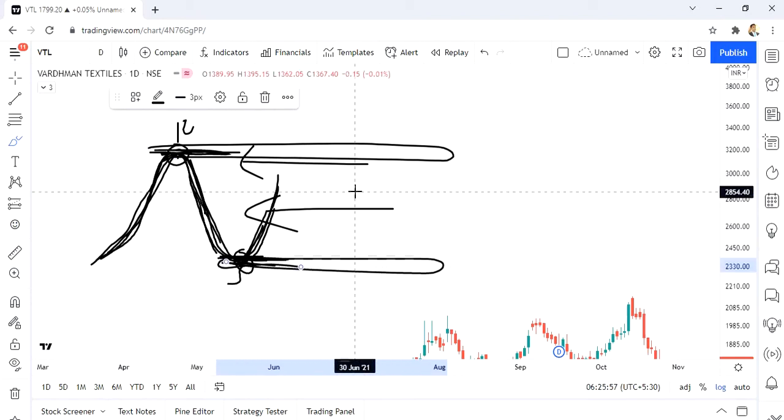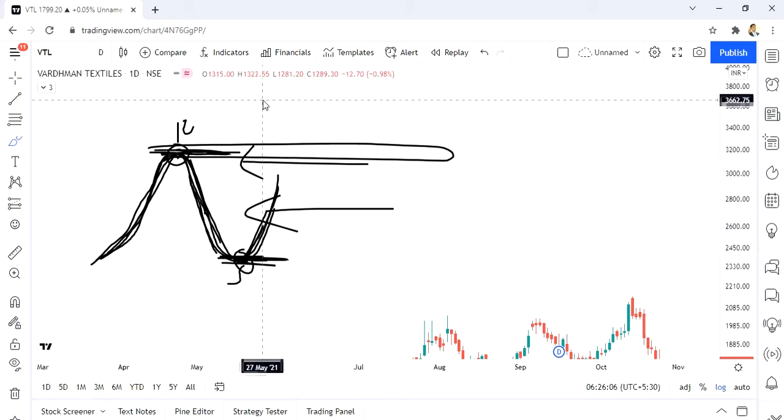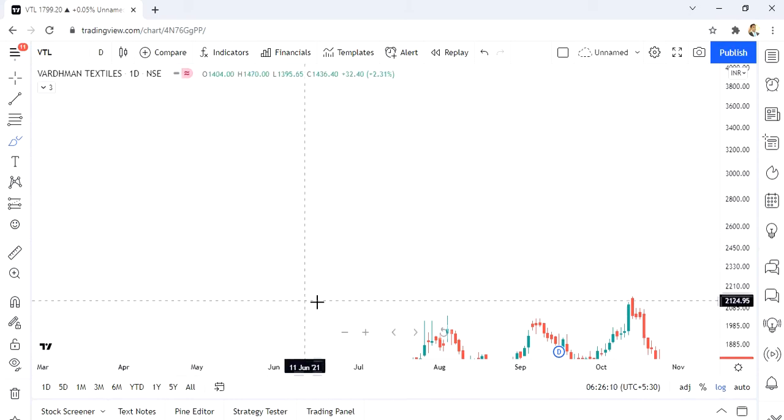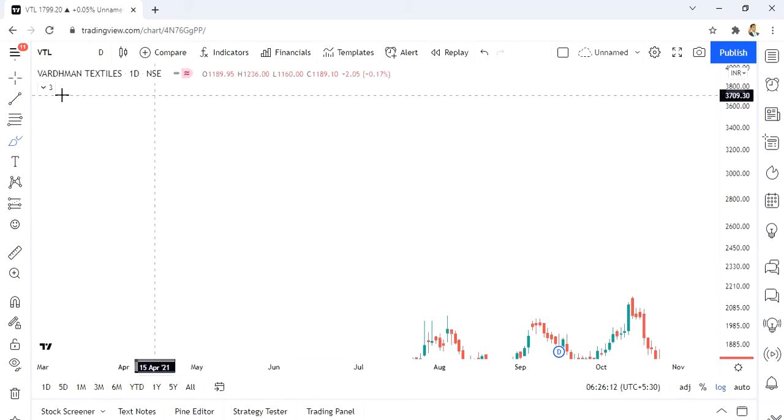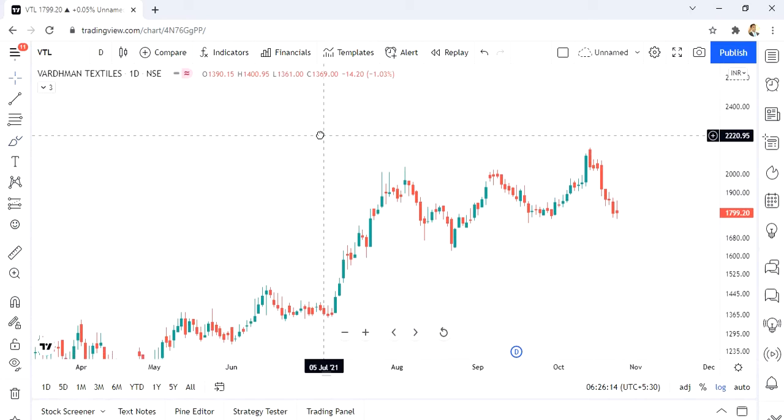So we will understand today how you can simply make resistance and support levels on your chart, and what you need to do when the price comes to these particular levels. This is as simple as that. So let's go to the chart and understand what we are looking at.